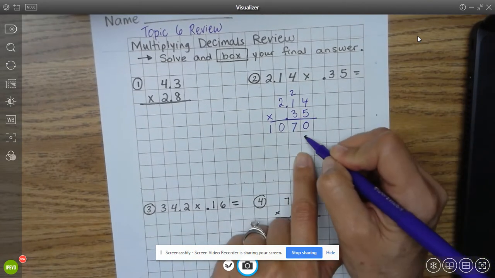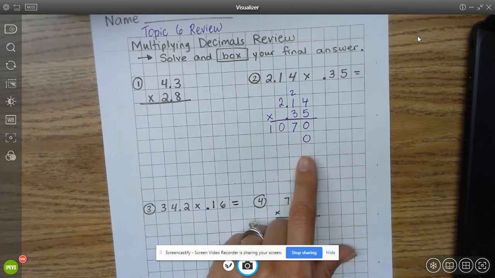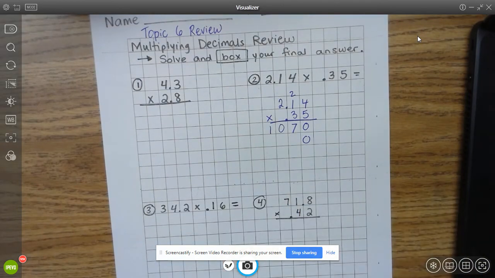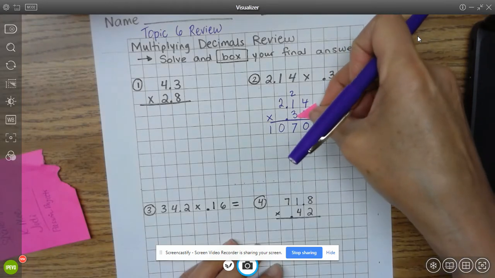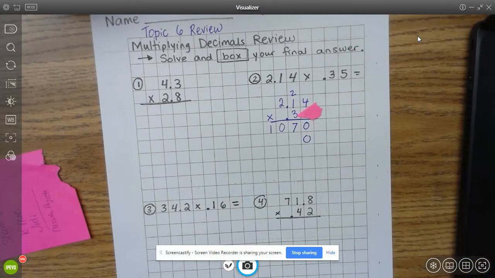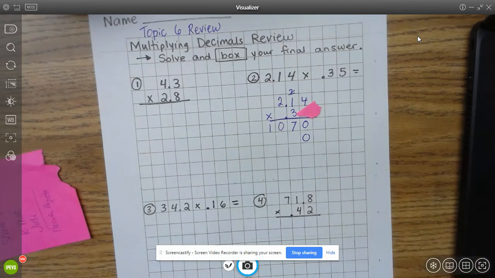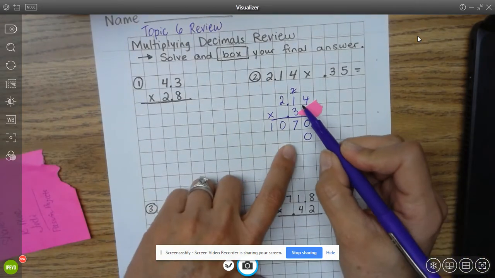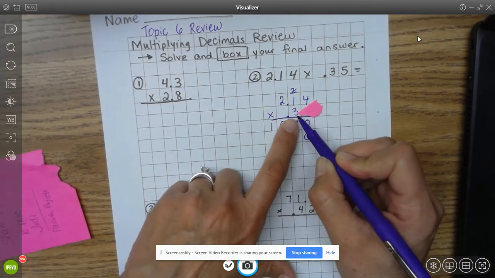So I'm going to put my placeholder here. I've even told some of you, you can take a little post-it note so you don't get confused. You can even cover up that number that we've just finished multiplying, just so that the problem doesn't look as confusing. Okay, now we're going to multiply all the numbers on top by this number.